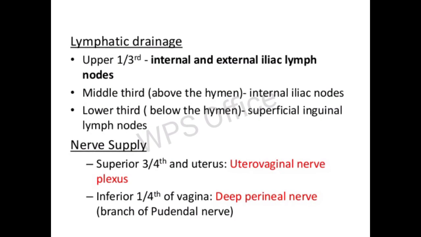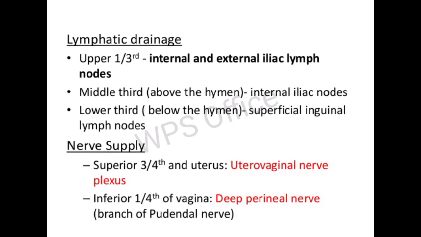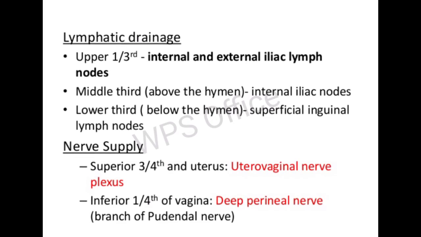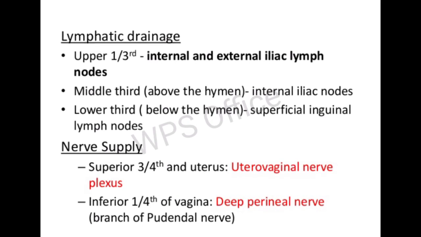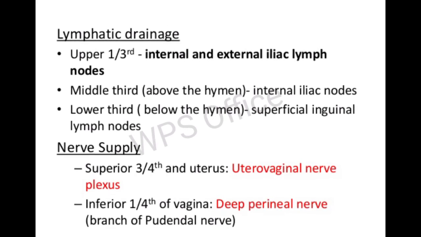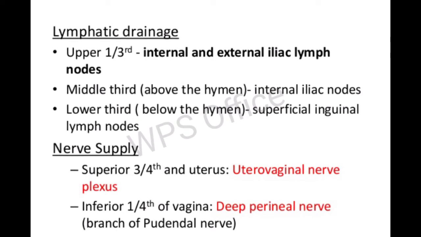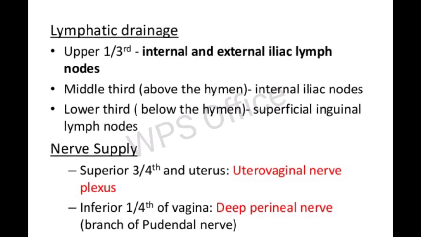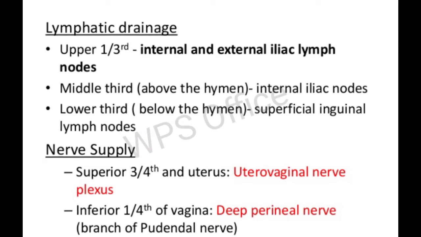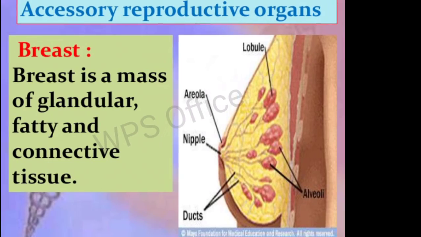Then lymphatic drainage. The lymphatic drainage is done by the internal and external iliac lymph nodes, the internal iliac nodes and the superior inguinal lymph nodes. So these are the lymph nodes which are included under the female reproductive organs. Then the nerve supply is done by the uterovaginal nerve plexus and the perineal nerve, which is a branch of the pudendal nerve. So these two nerves will be responsible.